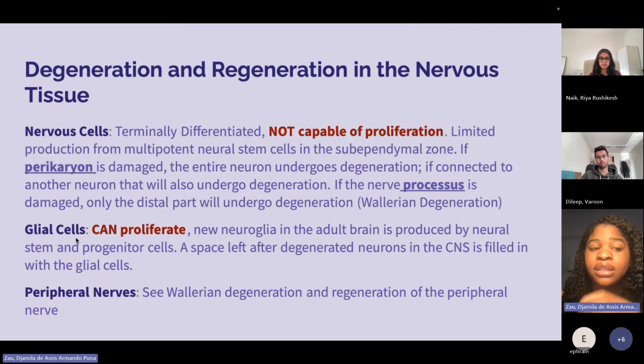Glial cells, they can proliferate. You can have new neuroglia in the adult brain, and this is produced by the neural stem cells and progenitor cells. Peripheral nerves, and here we're going to talk about Wallerian degeneration and regeneration.